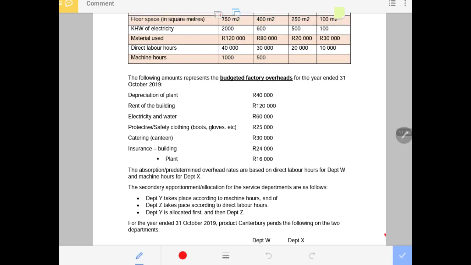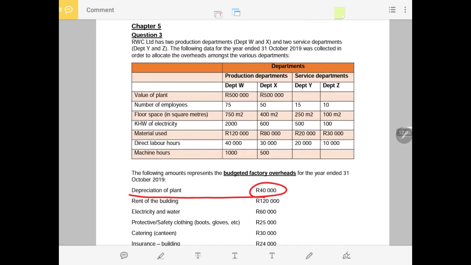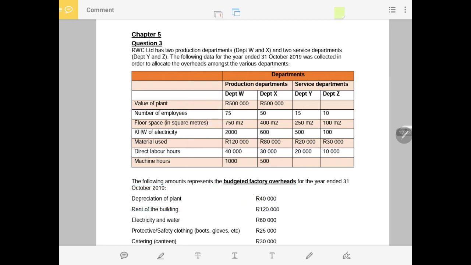Our first overhead is depreciation of the plant. Remember, we are allocating overheads. What do we use? We use the basis of allocation. These are what we use to allocate all these manufacturing overheads. So now we look at the depreciation and we need to identify the base on how to allocate this depreciation. This is the depreciation of what?